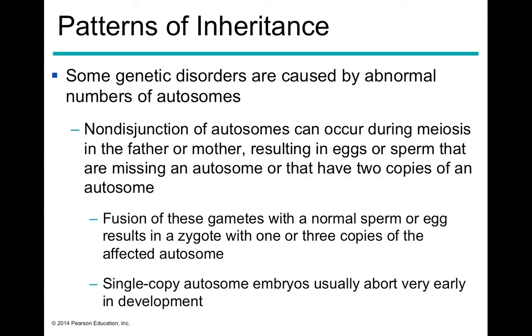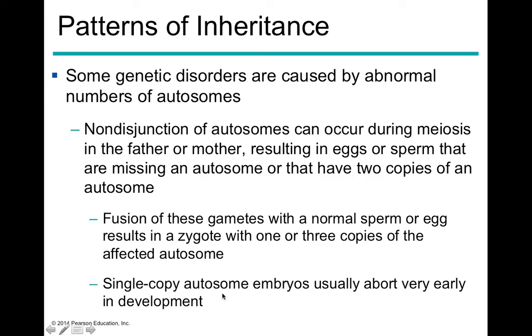So non-disjunction of autosomes can also occur. So I just showed you non-disjunction of your sex chromosomes, but non-disjunction of autosomes can also occur during meiosis in either the father or the mother, which can sometimes result in eggs or sperm that are missing an autosome or that have 2 copies of the autosome. And if the eggs or the sperm are missing an autosome, the single copy autosome embryos are going to abort very early in development.